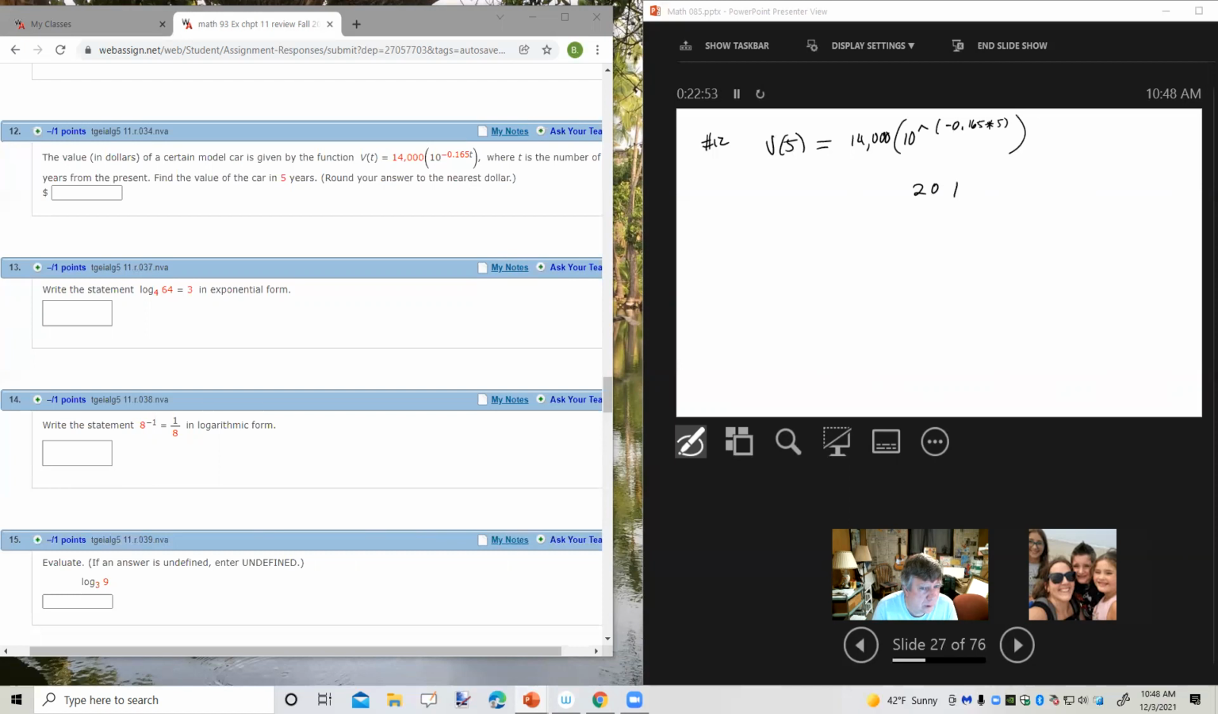And we get 2094.729919. And there's a dollar sign, so this would be money. So the nearest dollar would be there. That would round up to $2,095. Let's see if that's correct. $2,095.